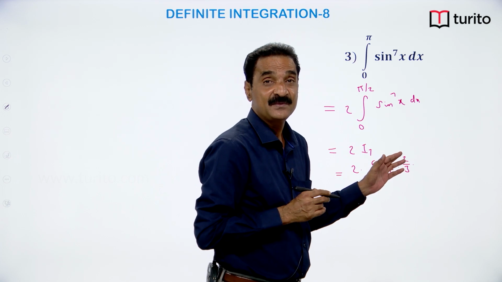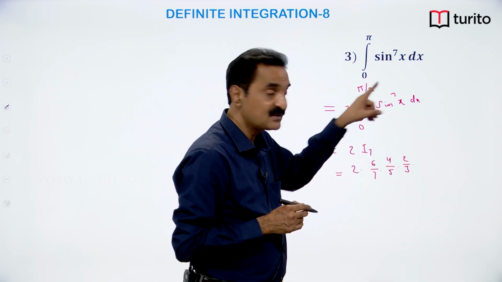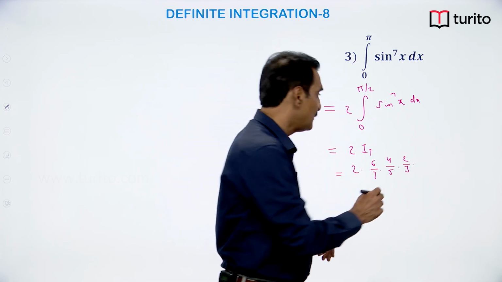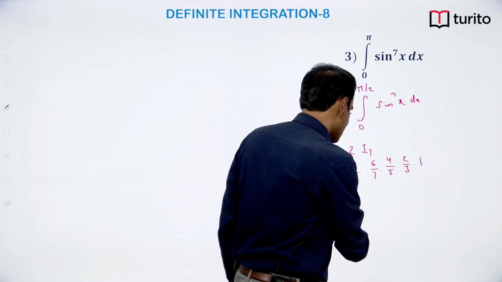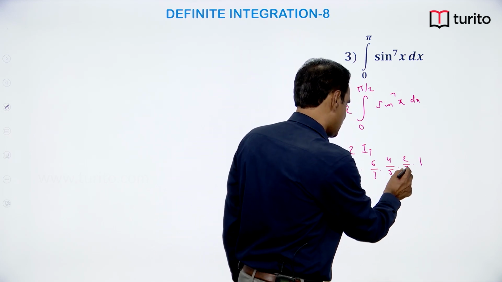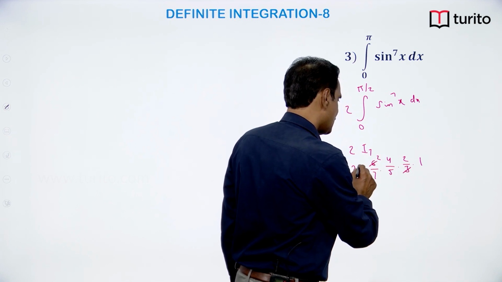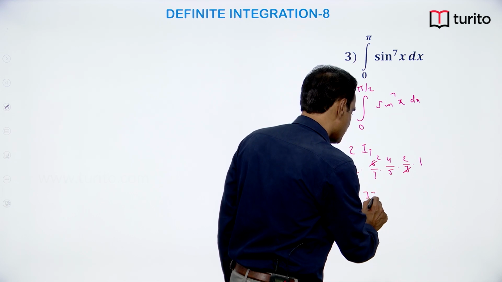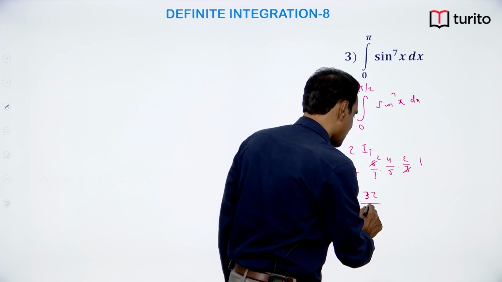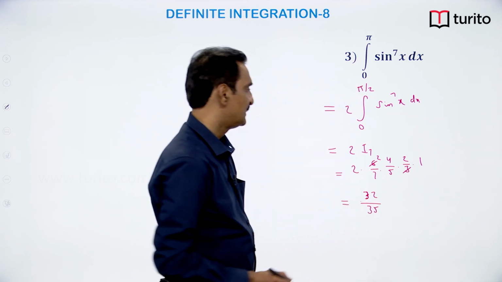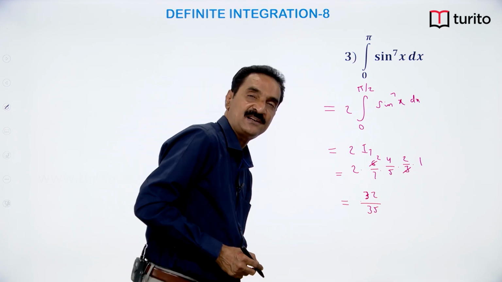What will be the next term? Is it I0 or I1? N is odd. N is odd. So, I1. What is the value of I1? Directly you will write as 1. Then simplify it. 3 2's you can cancel, that is all. So, this is 32 by how much? 35. Okay. So, the value of this integral is 32 by 35.